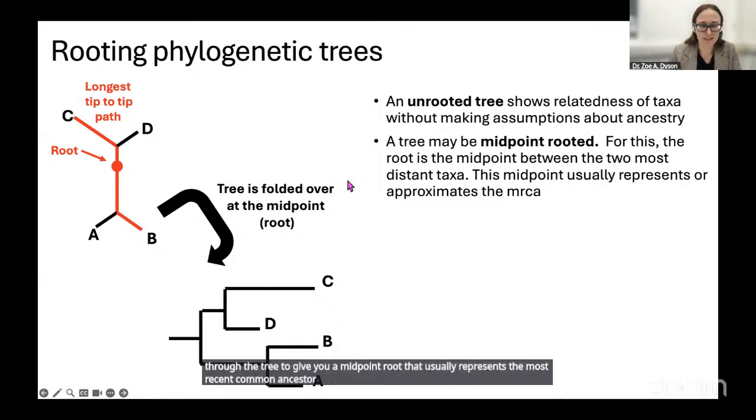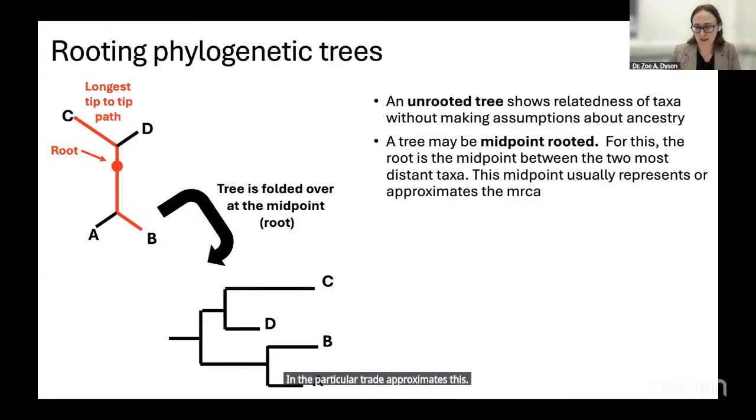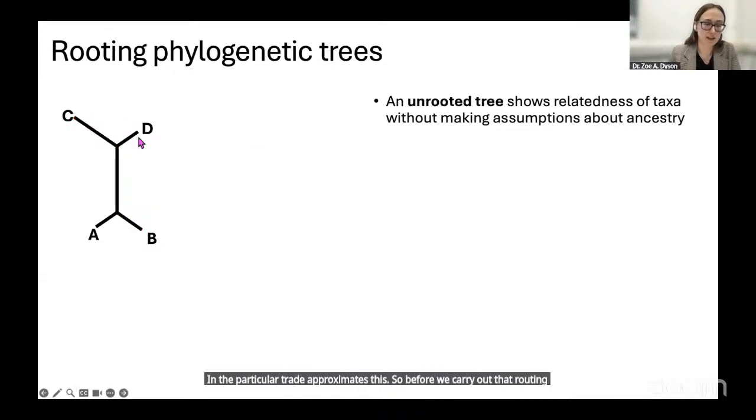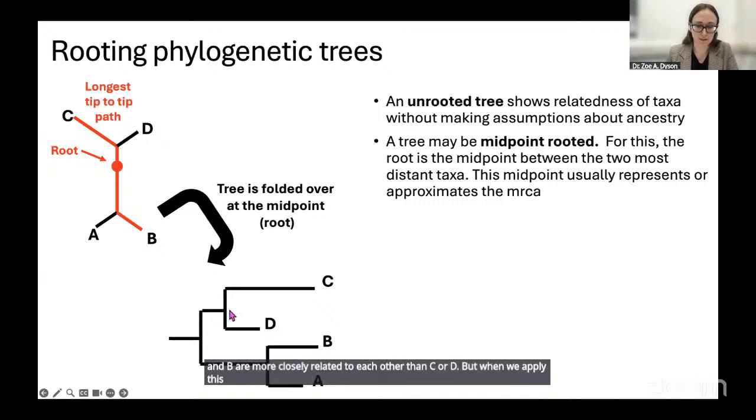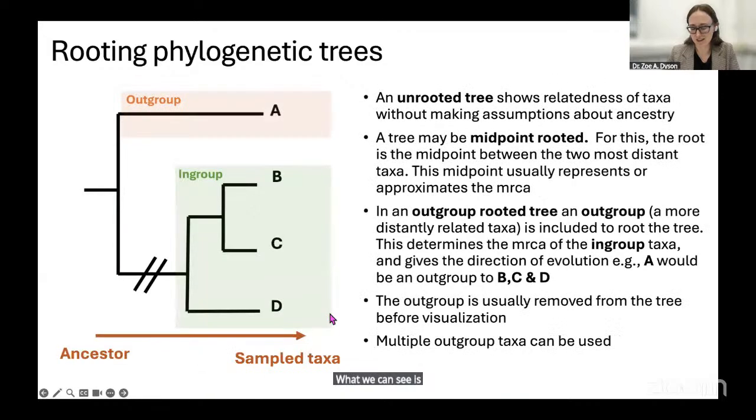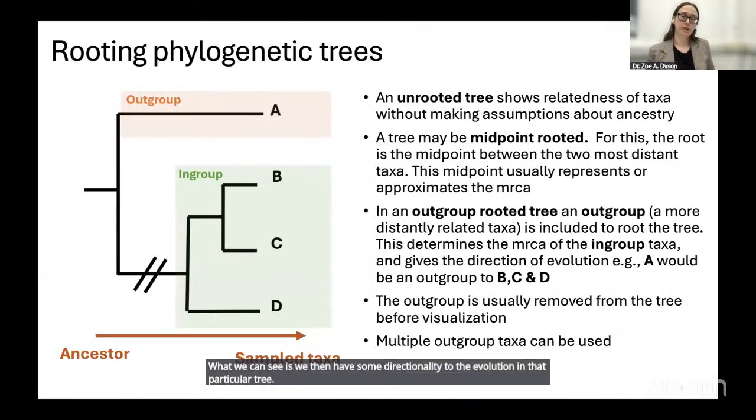It approximates this. So before we carry out that rooting, we can see from this example of the unrooted tree that A and B are more closely related to each other than C or D. But when we apply this midpoint root and get this resultant tree here, what we can see is we then have some directionality to the evolution in that particular tree. So midpoint rooting is one option.